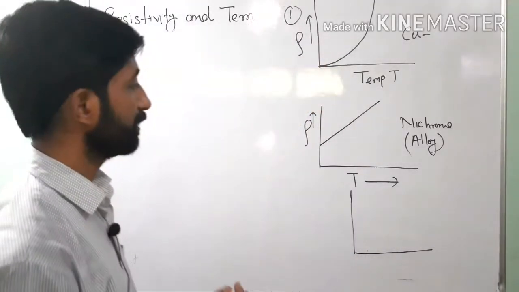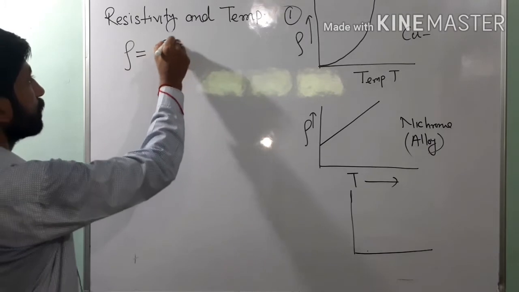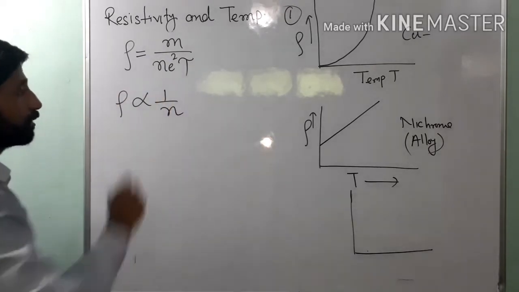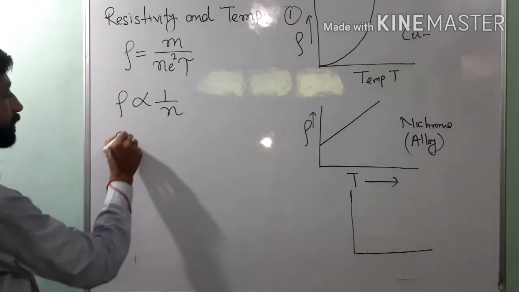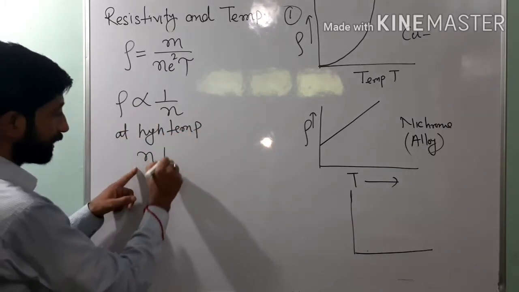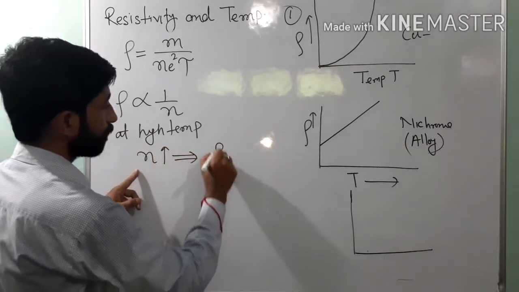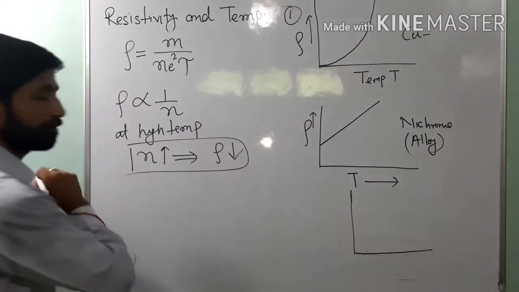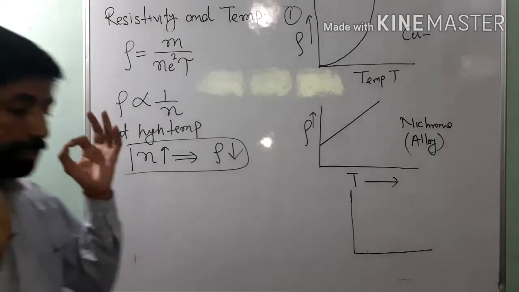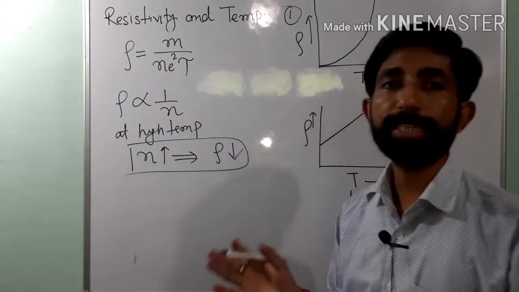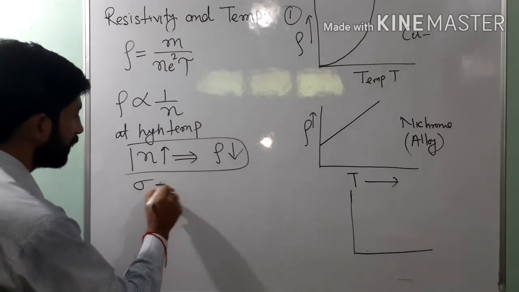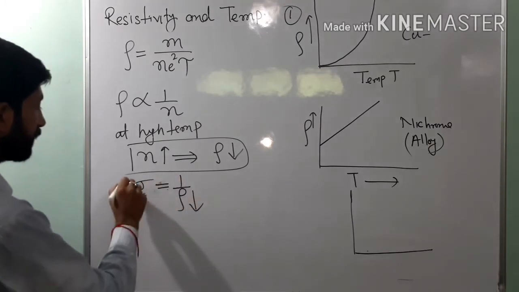So if n increases, according to the relation rho is equal to m over n e square tau, rho is inversely proportional to number density. So when the temperature rises, the number of charge carriers n increases, and this results in a decrease of the resistivity. Mind it: at rise of temperature, the number of charge carriers increases and the resistivity decreases. That is, the substance becomes more and more conductive, or its conductivity increases. Conductivity sigma equals 1 over rho. So rho decreases, then sigma increases.